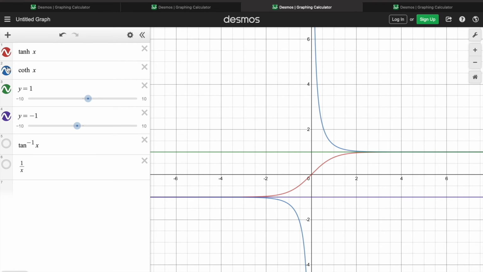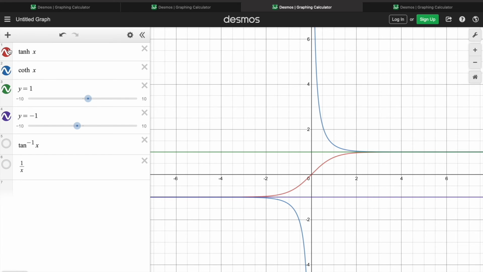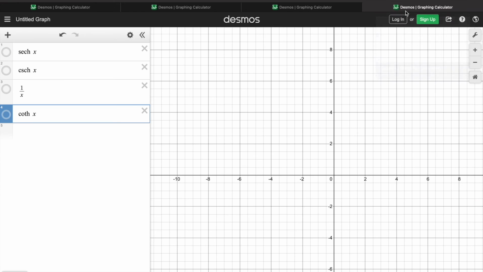The hyperbolic cotangent kind of looks like the 1 over x sort of shape. Here, I'll turn everything off. It sort of has that 1 over x type of shape, very hyperbolic there. It also shares the same asymptotes as the hyperbolic tangent. They are cofunctions, so it would make sense that they are going to have some distinct features in common.